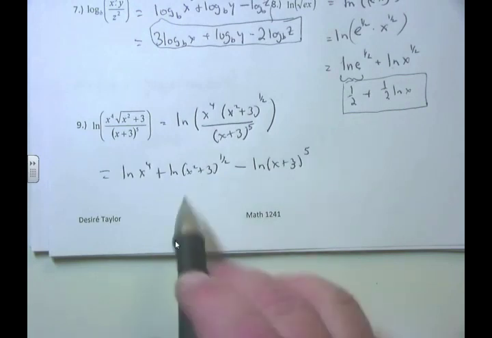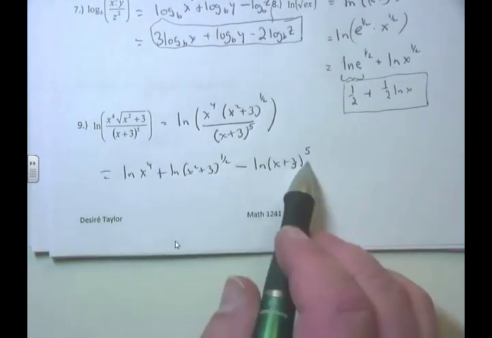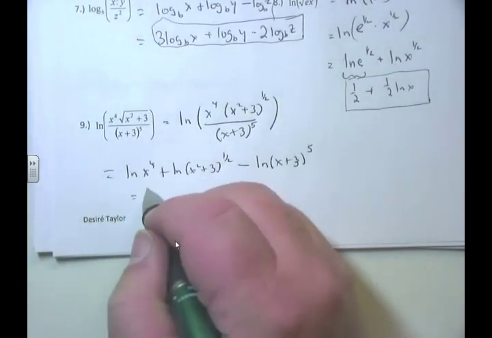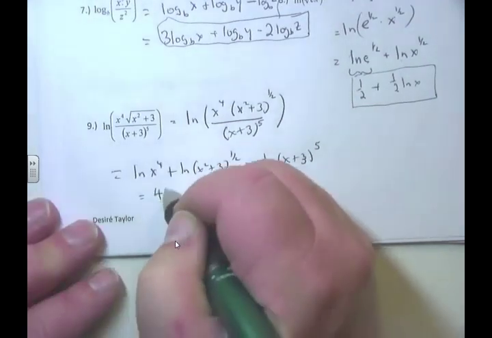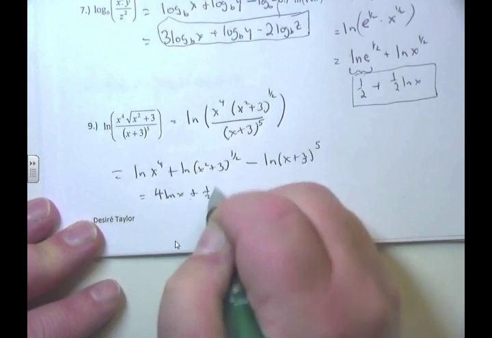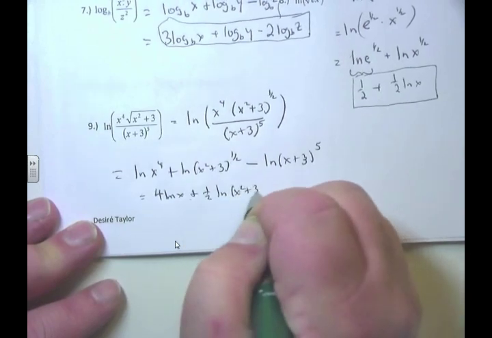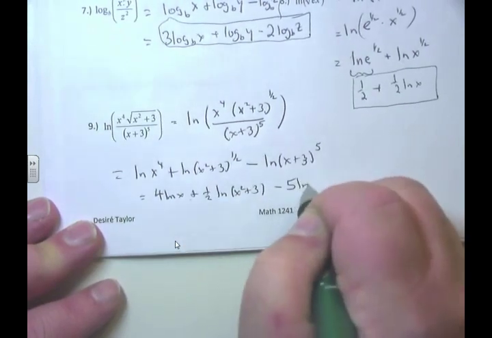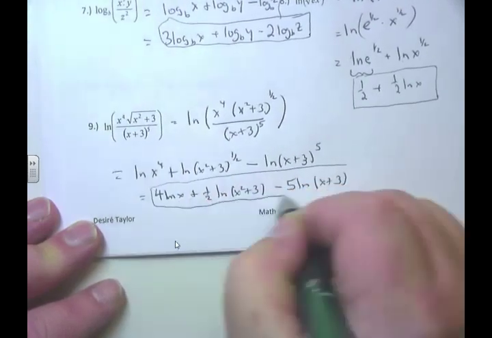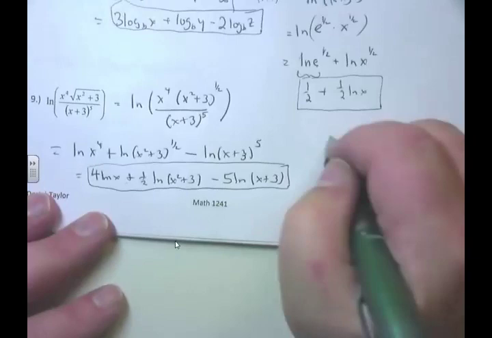But I'm not done. These guys have powers, a 1/2 power and a 5th power. Where do powers get to go? Out front, and the x to the 4th goes out front too. So the answer is 4 times the natural log of x plus 1/2 the natural log of x squared plus 3 minus 5 natural log of x plus 3. And there's my solution. There's a little note here.